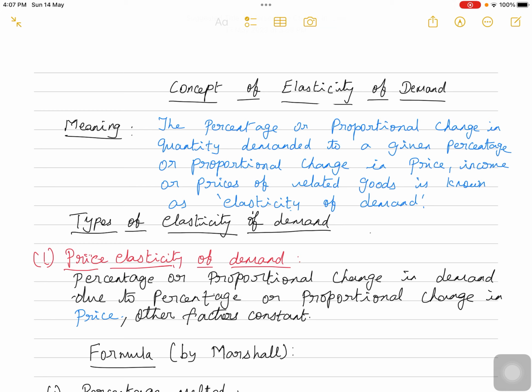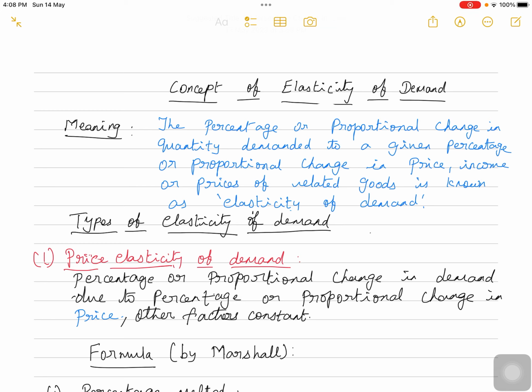Now, the concept of elasticity of demand. If you remember the law of demand, it mentions that if the price of the commodity increases, the demand for the commodity decreases, and vice versa. That is, the law of demand is just mentioning the direction of the change in demand. When the price increases, the demand will decrease. When the price decreases, the demand will increase. So it's just mentioning the inverse relationship, only about the direction of change in demand for a particular commodity.